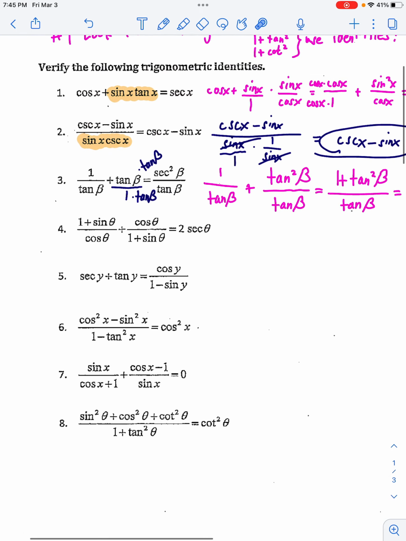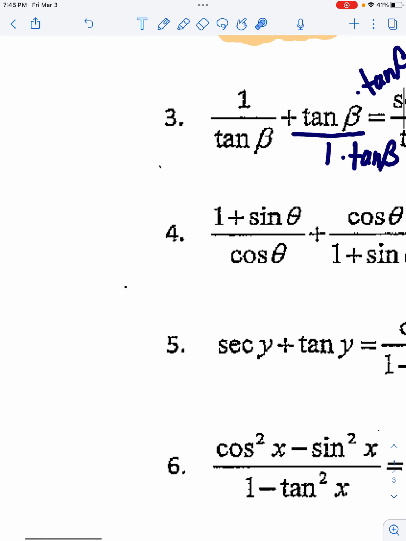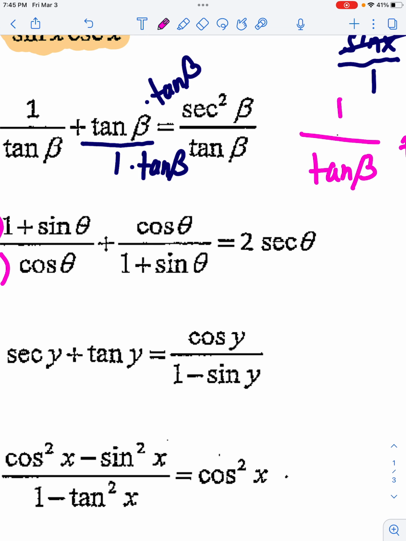All right, so I'm coming back here. My common denominator is going to be the 2 denominators multiplied together. So I've got to multiply the guy on the left by 1 plus sine theta over 1 plus sine theta. And then I've got to multiply the guy on the right by cosine theta over cosine theta, top and bottom.